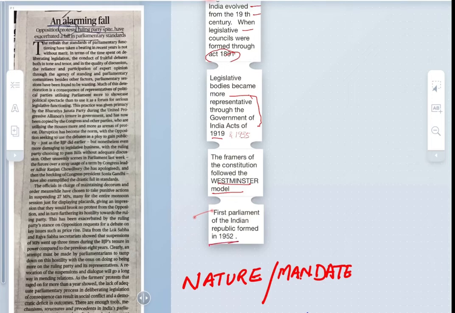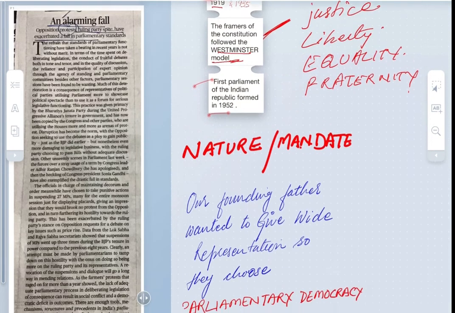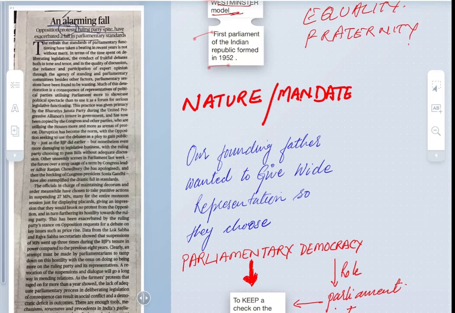Now here, by the Westminster model we mean that the Parliament is one of the key governmental institutions to secure for all citizens the ideals of justice, liberty, equality and fraternity, as resolved in the Preamble of the Constitution. But at a more functional level, the mandate of Parliament is that it is a representative body that makes law and holds the executive accountable.